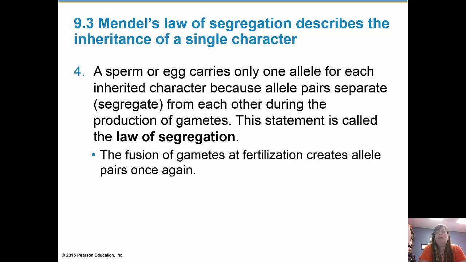And lastly, a sperm or an egg carries one allele for each inherited character because the allele pairs separate from each other during the production of gametes. So gametes are our sperm and our egg. They only have half the number of chromosomes that the zygote has, or the adult has, because when they fuse together, it restores the whole. So in humans, for example, sperm and egg have 23 chromosomes, so that when they fuse together, they create 46, which is a normal adult. But this statement is called the law of segregation. So again, gametes fuse together and create the pairs again.